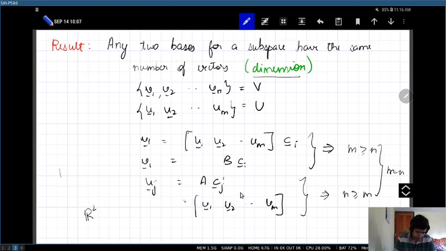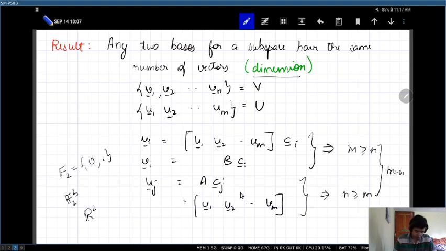If you remember, we defined the field F2, which consists of the set {0, 1}, and the addition was binary XOR and multiplication was binary AND. If you look at F2 cube, then this has exactly 3 vectors in any basis. So the dimension of F2 cube, that is the set of all vectors of length 3 with each element coming from F2, is 3.